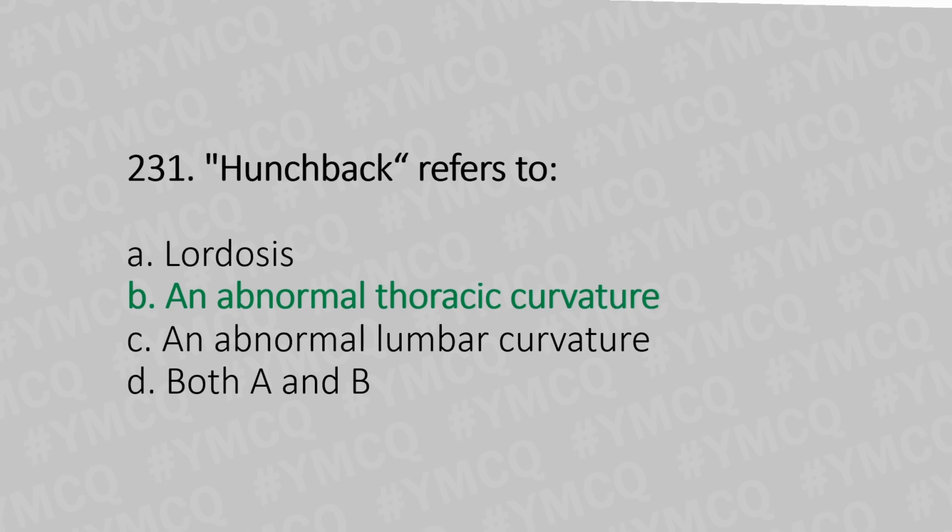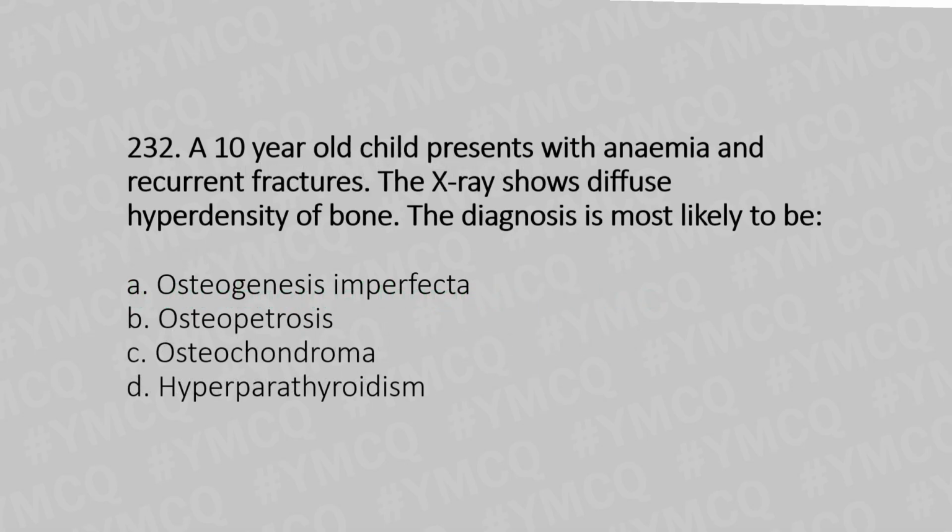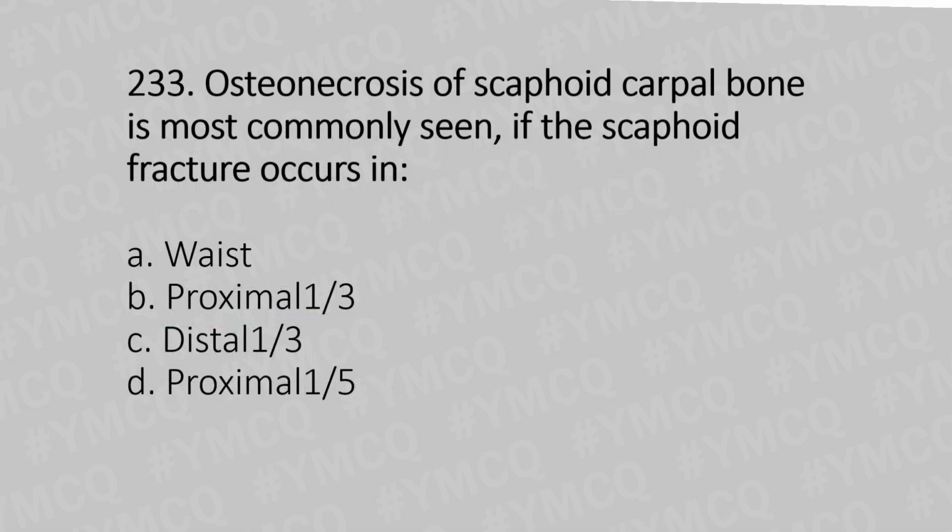Now let's move to question number 232. A 10-year-old child presents with anemia and recurrent fractures. The X-ray shows diffuse hyperdensity of the bone. The diagnosis is most likely to be option A, osteogenesis imperfecta, option B, osteopetrosis, option C, osteochondroma, option D, hyperparathyroidism. And the answer is option B, osteopetrosis.